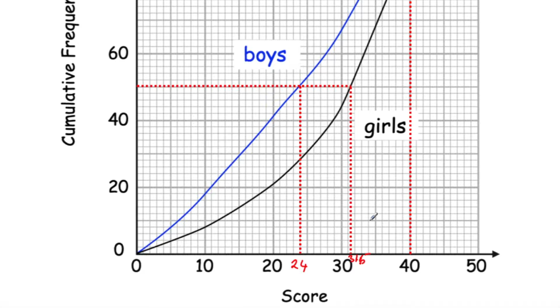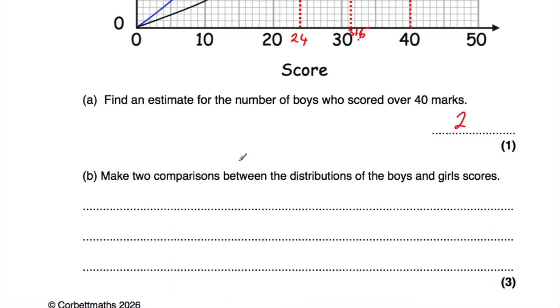So we've got the median score for both of them. And as you can see here, the median for the girls is much higher than the median for the boys. They've got an average score of 31.5 out of 45, whereas the boys have only got an average or median of 24 marks out of 45. So the girls have outperformed the boys here. So let's write that down for our first comparison.